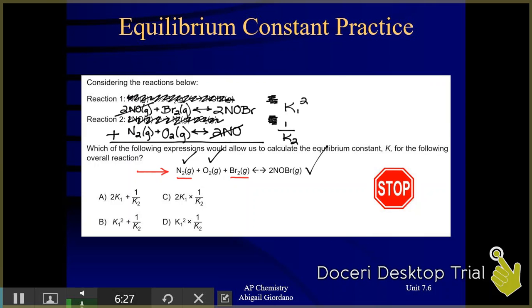The last part, what they're actually asking us, is what is the K value for this overall equation? Remember, what do we do with these individual K values? We're going to multiply them together. If you look at your answer choices, letter D matches that description.